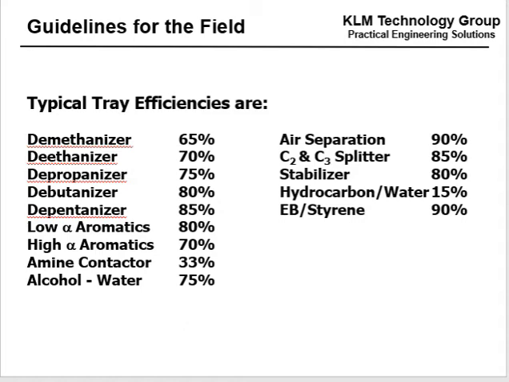If I have something like hydrocarbon and water, where the boiling points are very far apart, the efficiency is very low, about 15%. So for a depropanizer, for the trays I'll use 70%, for the reboiler you use 100%, and then for the overhead condenser you use 100%.